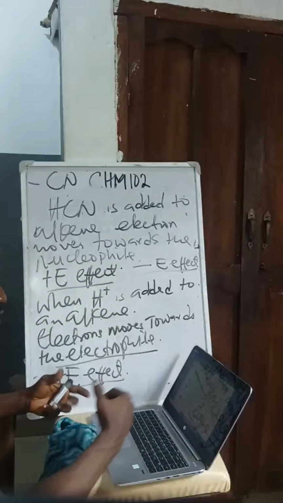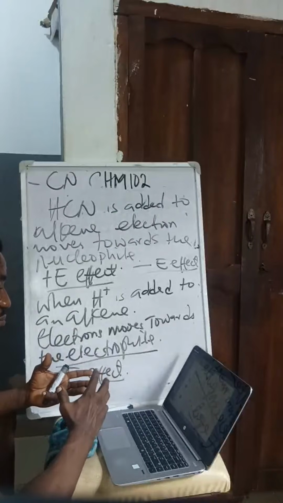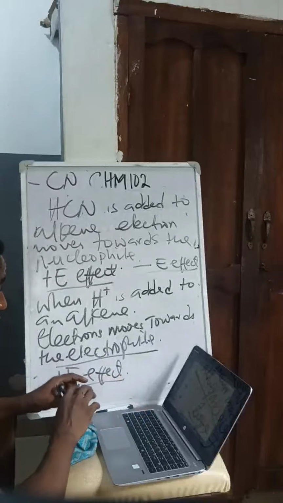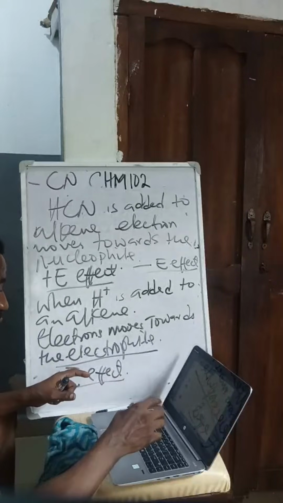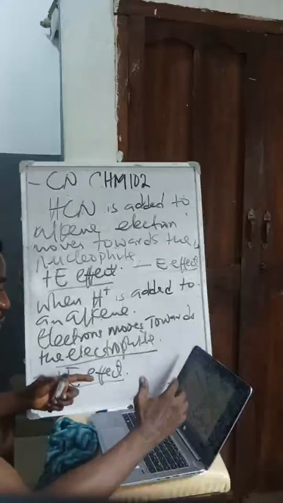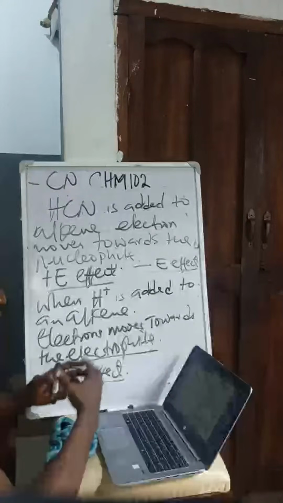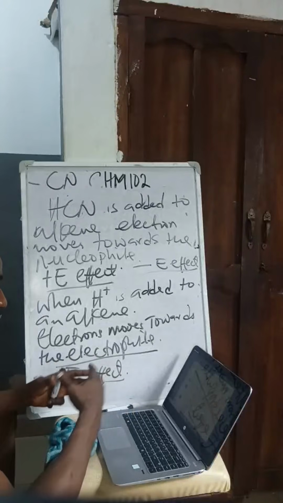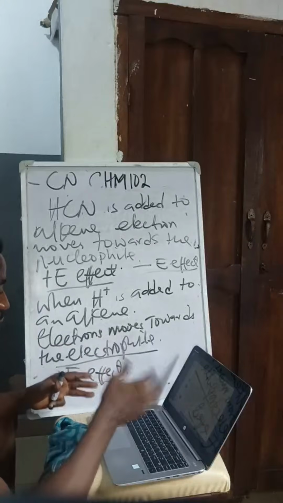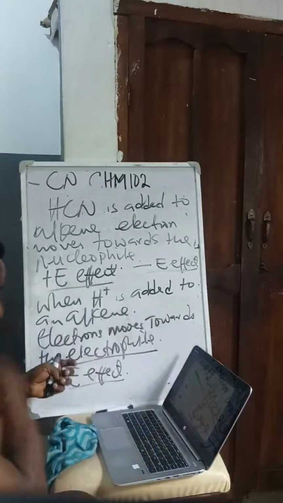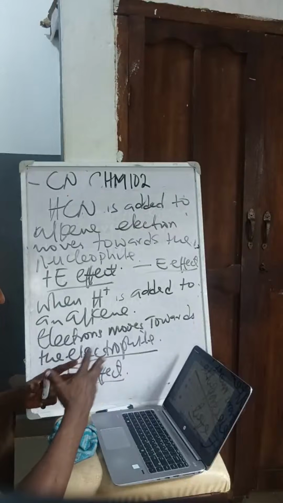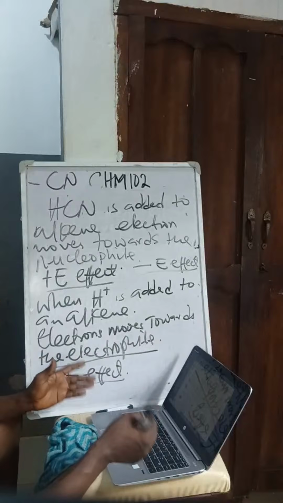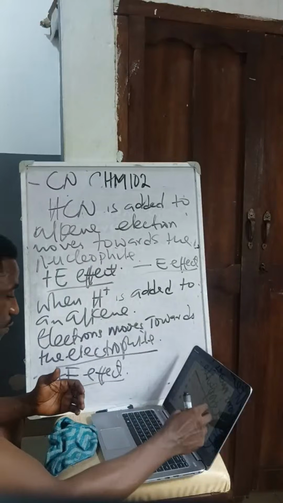The second question: the electromeric effect is dash. The answer is temporary and reversible. In the positive electromeric effect, electrons are transferred towards dash. Answer: electrons are transferred towards the electrophile. In the negative electromeric effect, electrons are transferred towards the nucleophile.